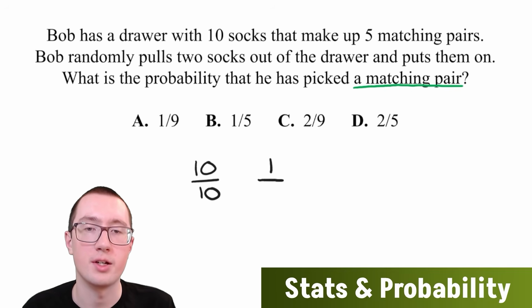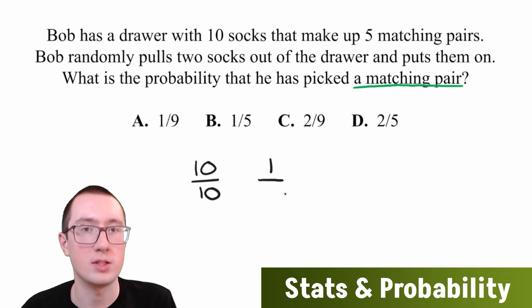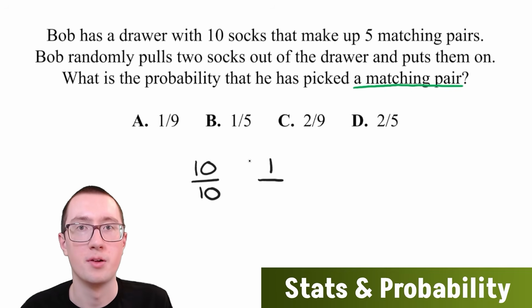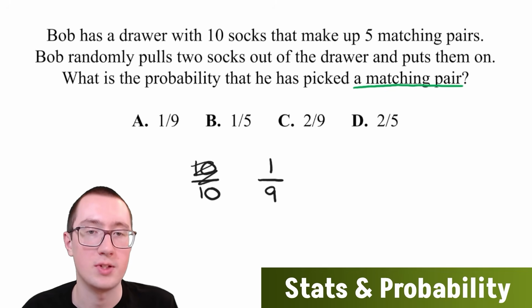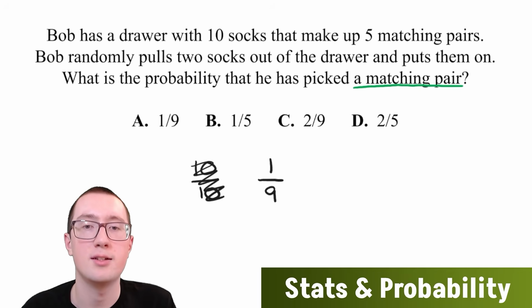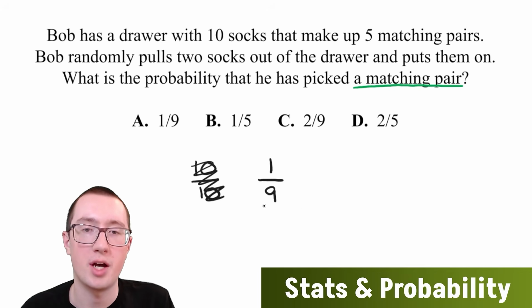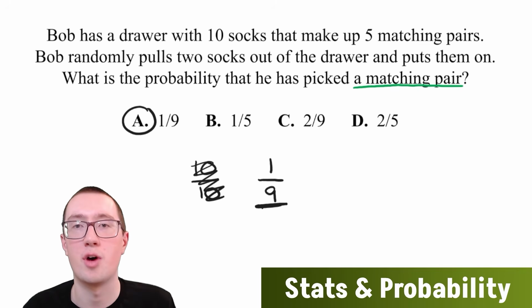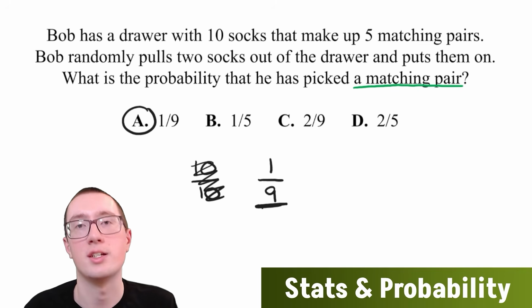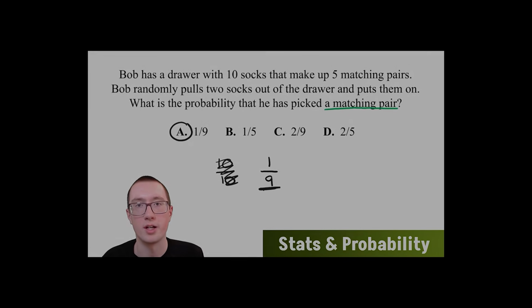And how many are there in total? Well, there were 10, but he already pulled one out, so now there are only 9 left, which means the bottom of our fraction is going to be 9. His chances are 1 out of 9. There are 9 possibilities, and only one will complete the challenge. And remember that we can just ignore this fraction because it's just equal to 1. It's guaranteed. So the only probability we care about is 1 out of 9, and that is answer choice A. Those are the chances that Bob succeeds in picking a matching pair. Or he can just actually look in the drawer and not pick them out randomly.